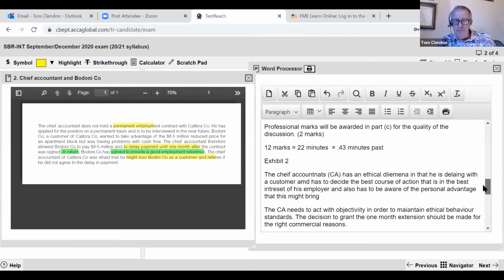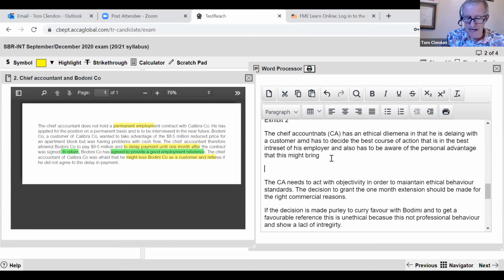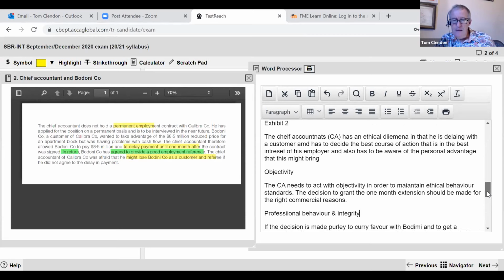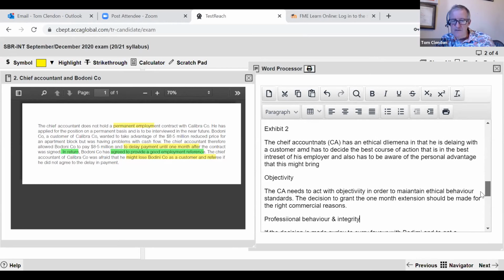I'm happy with that. And if I go back, I think I could even do a little subheading here and highlight the fact that we are talking about objectivity. And I think we can subtotal it here, that we are talking about professional behavior and integrity. And when I stand back and look at what I've created this time, it is for 5 marks, because we've just dealt with exhibit 2.